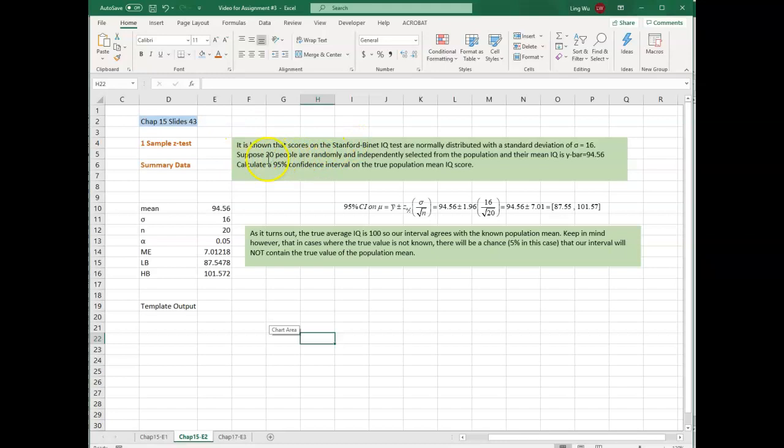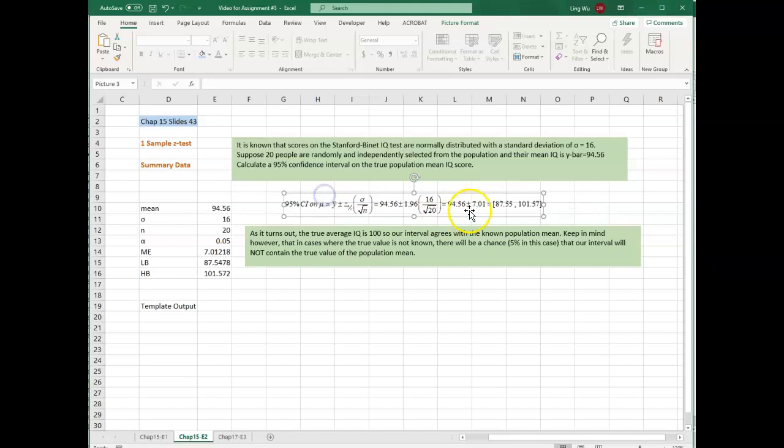So this question is basically an IQ test score. It is known that the score on the Stanford-Binet IQ test is normally distributed with standard deviation sigma equal to 16. Suppose 20 people are randomly selected, and their mean IQ, we should use Y bar here, is equal to 94.56. Calculate a 95% confidence interval on the true population mean IQ score. And this is the calculation.